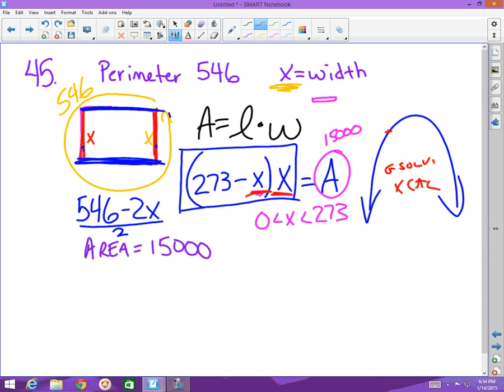Now you're going to have to make sure your viewing window is big enough to see this. So, here's your domain. The x values should go from 0 to 273. Your y value is going to have to go up to at least 15,000. I would go up to 16,000 just so you can see more of it for your y max, and your y minimum can be at 0 as well. You don't need to go into the negatives because you can't have a negative area.